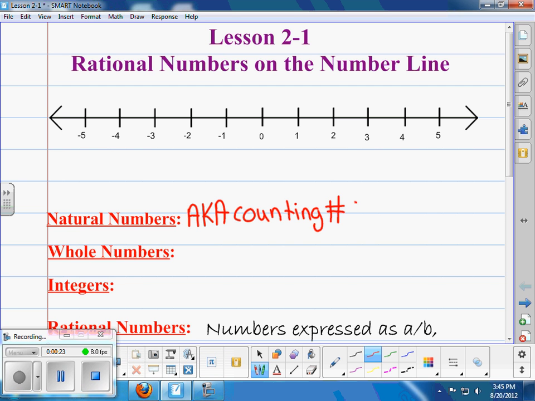So if we're going to count the number of people in a room, what number do we start counting with? We start counting with 1. So the first natural number is 1, and every number after that would be considered a natural number. And again, it's also known as counting numbers, so it's the same thing as the numbers we would use to count the number of objects in a set. Whole numbers begin with 0 and include all of the natural numbers.